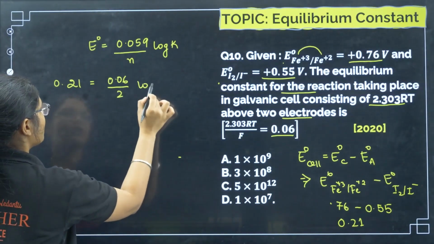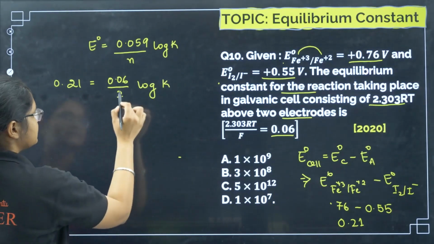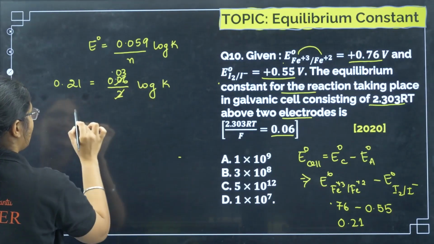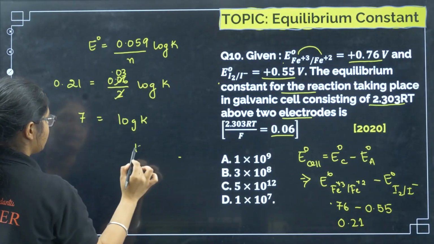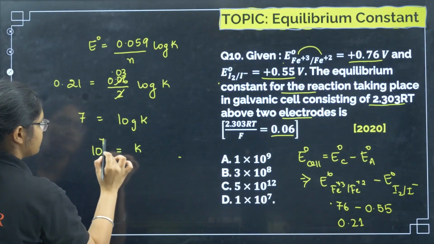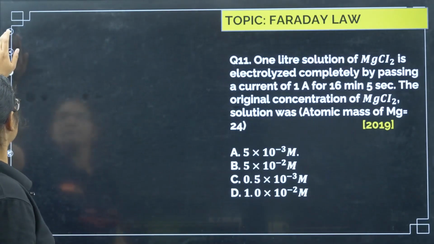2 log of k. So I have to find this k value. So you can see this is, I can write 0.03 and this one will be 7, 3 7s are 21 log k. So what is k value then? 10 to the power of 7. That is option number D here. Okay, direct easy question. Next one.